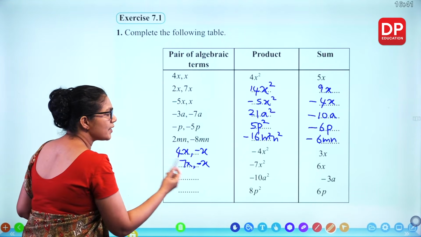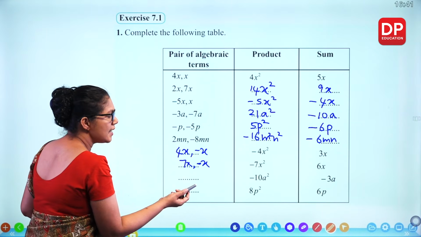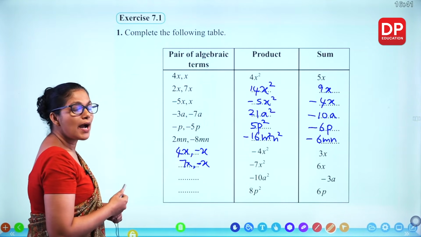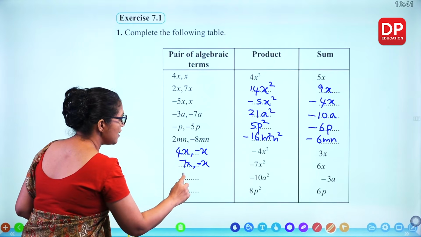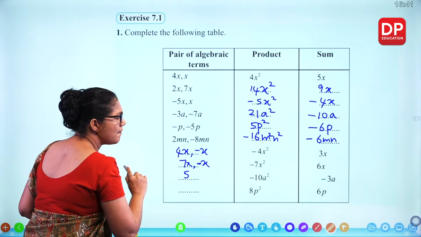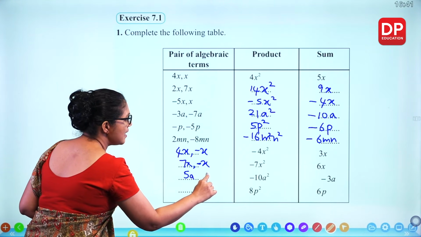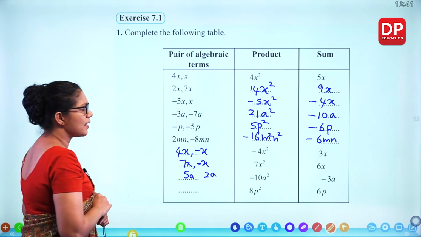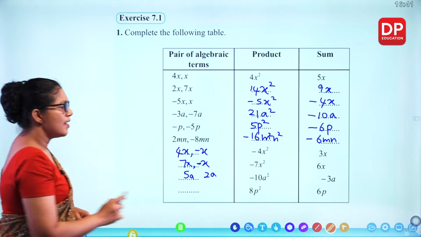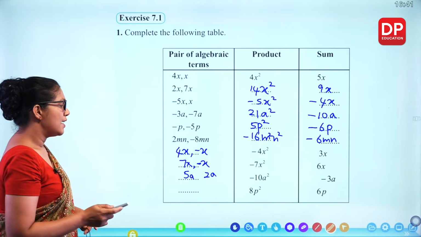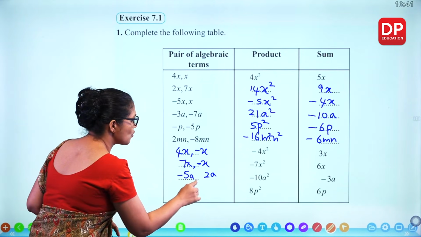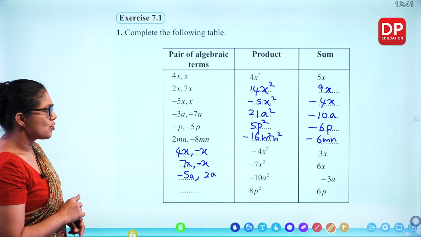So here, what are the two numbers you have to write? Not 10 and 1, because the sum is minus 3. So what are the terms? You should get 5a and 5 times 2, 2a. Now which one is positive? You are getting minus 3, so that means the biggest number should be negative. So minus 5a and 2a.